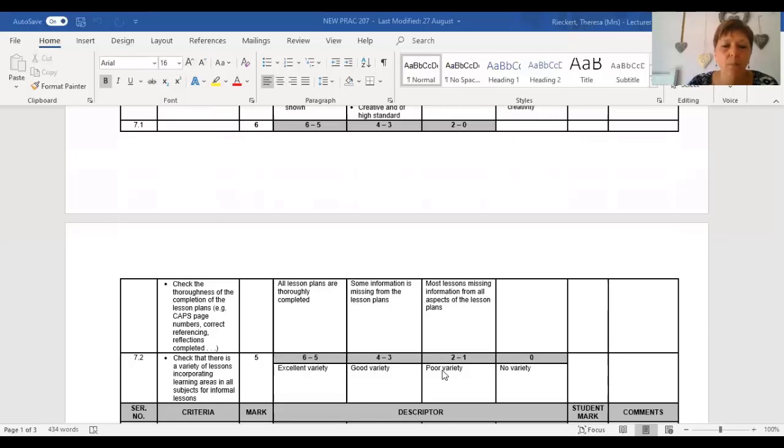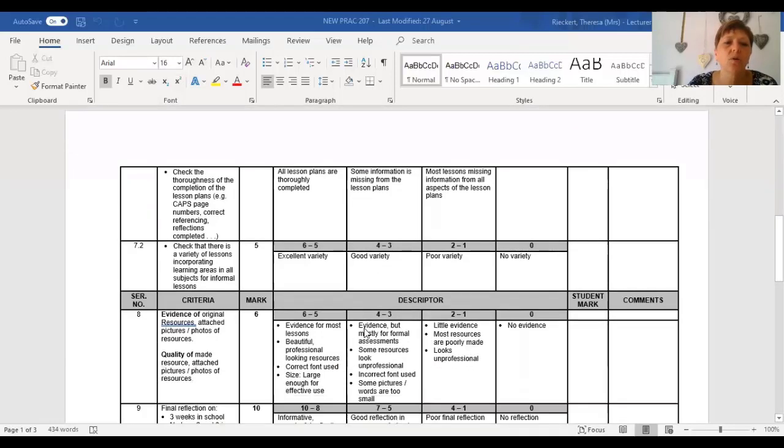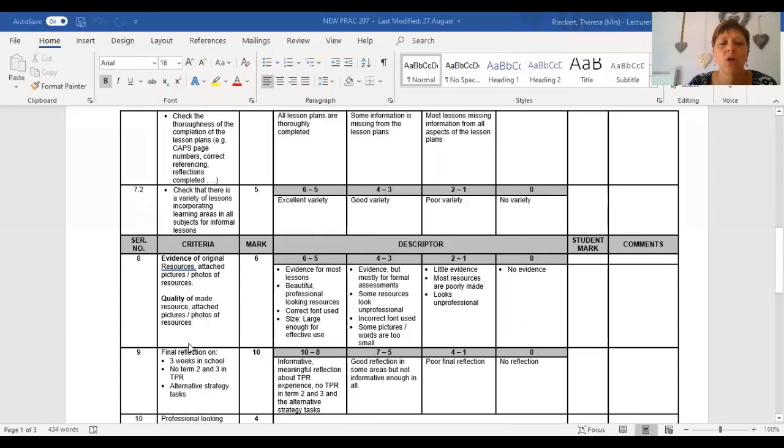Okay. Then point 8 also has to do with the lessons. So you will still be looking at the 9 lessons when you allocate the mark for number 8 here, which is a little different to what we previously had. It says evidence of original resources, comma, attached pictures or photos of resources. The reason for this is because students were only in school for 9 days, or 10 days, sorry. So they will not have a lot of originally made resources in their file, because they probably only did a few lessons while they were in school for those 10 days.